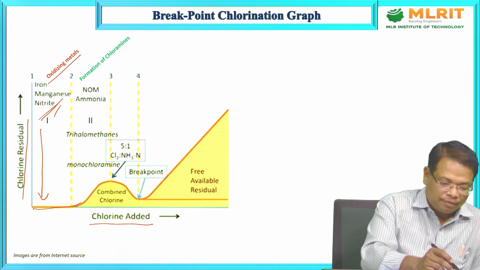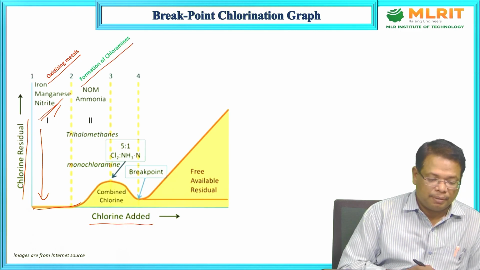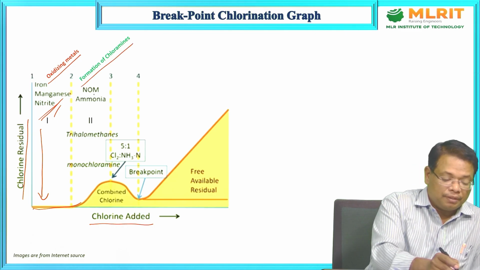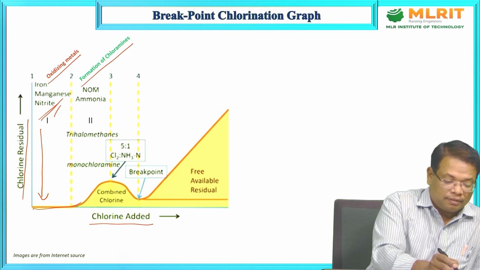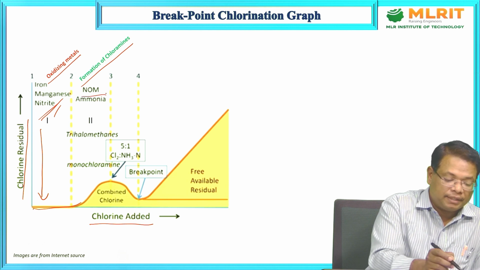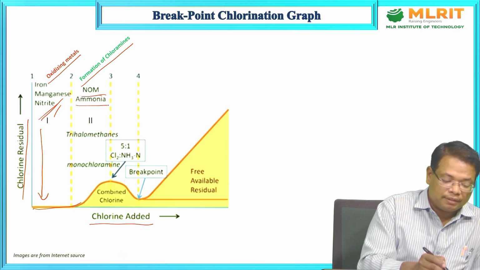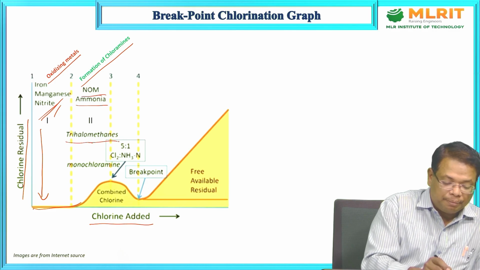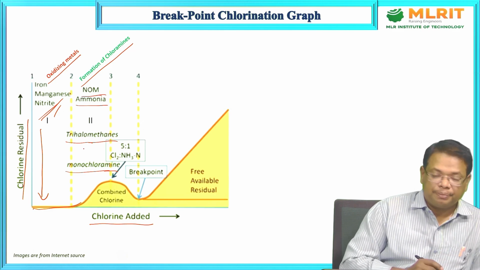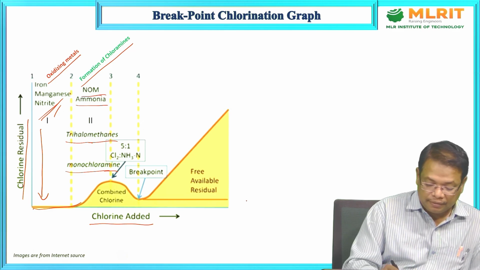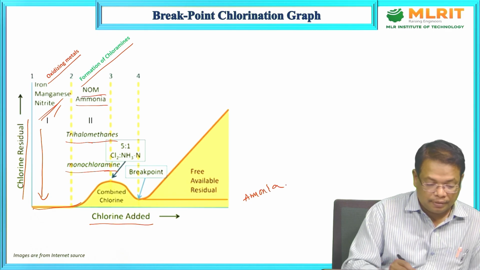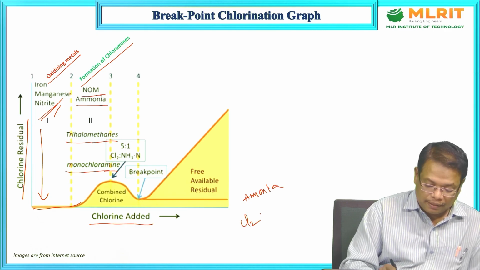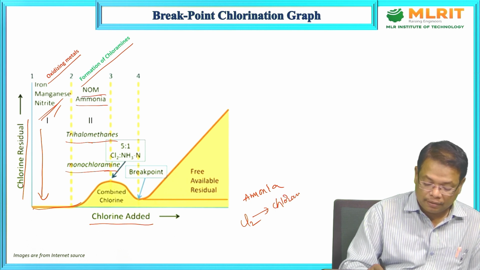And then secondly, formation of the chloramines. Non-organic materials, organic materials, and ammonia are the compounds. Trihalomethane and monochloramine will be formed. With the ammonia, the chlorine can mix together and it will form chloramines.